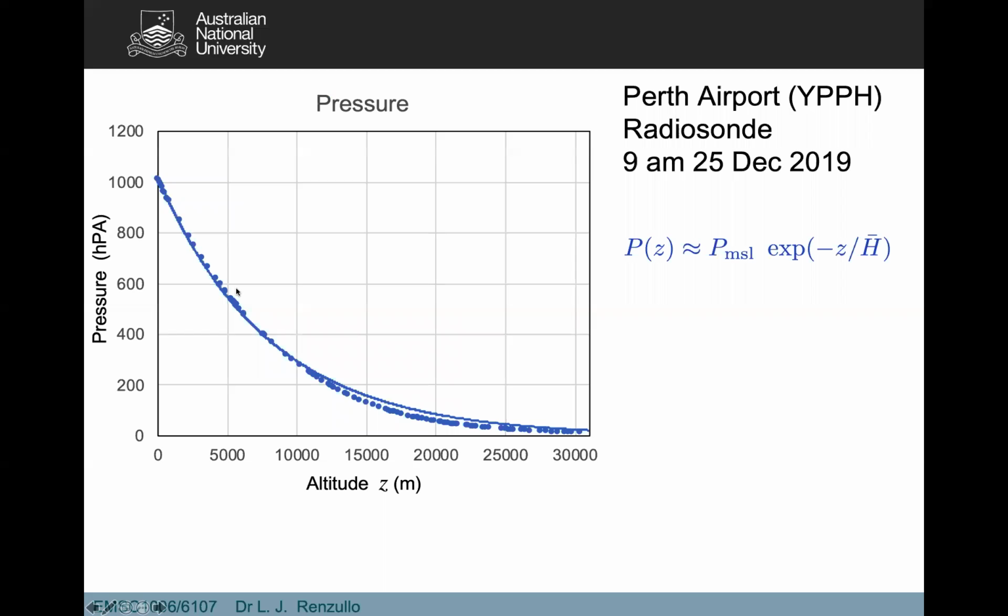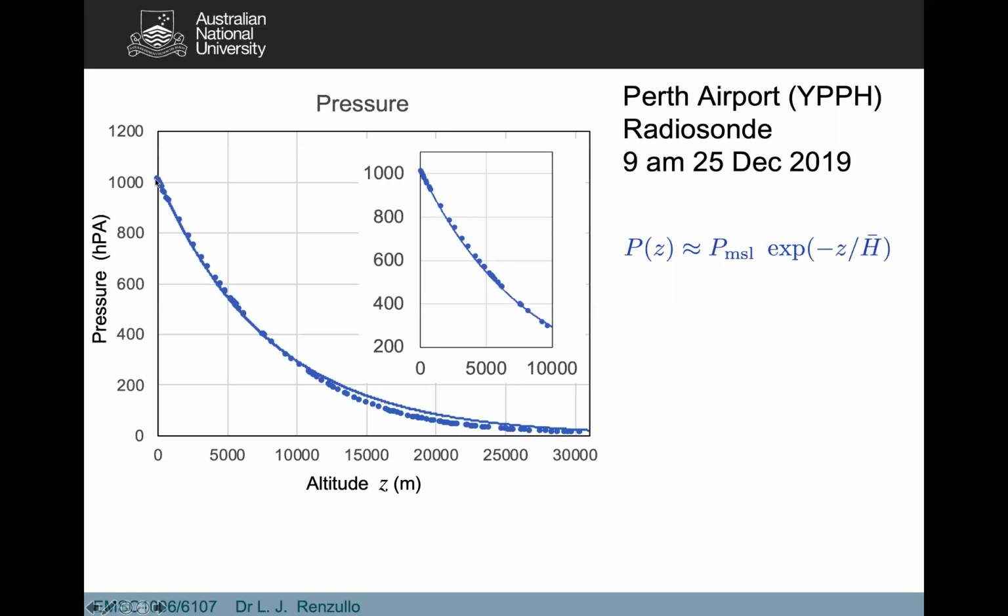And I say kind of like an exponential function because if we fit an exponential model to the pressure variation with altitude, it fits well in some places, but not so well in other places. So here we have pressure at a given altitude, Z, is almost equal to the mean sea level pressure times the exponential of minus altitude divided by an H bar parameter. We'll explain what these two parameters, P mean sea level and H bar, mean in a tick.